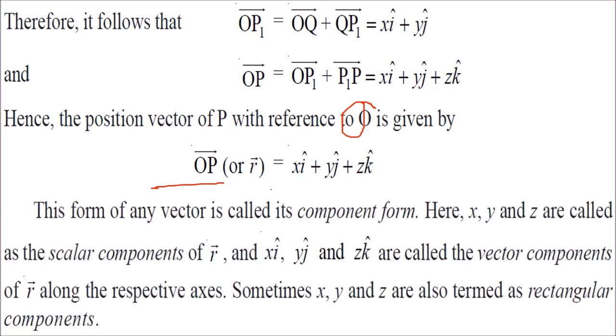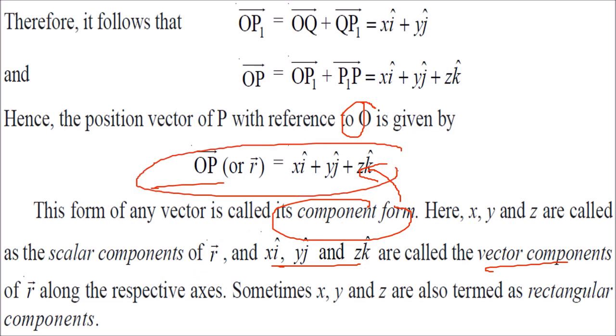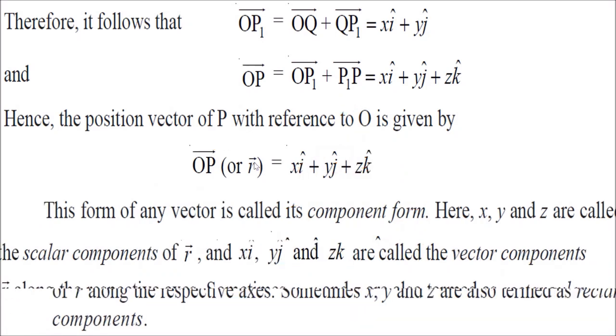This form of any vector is called the component form, where x, y, z are called the scalar components of r, and xi, yj, zk are called the vector components of r along the respective axes. Please let me reiterate. This is called the component form. x, y, z are called the scalar components of r, and xi, yj and zk are called the vector components of r along the respective axes. Sometimes x, y, z are also termed rectangular components.